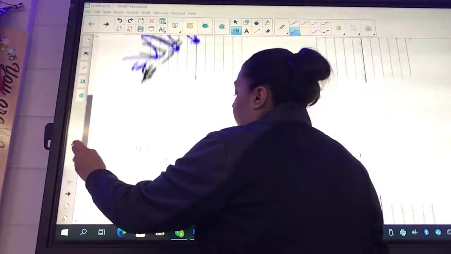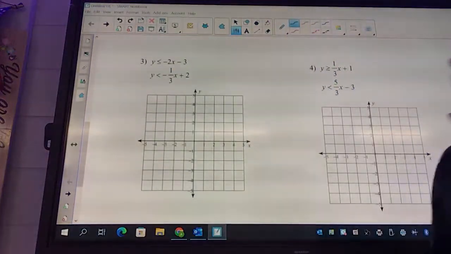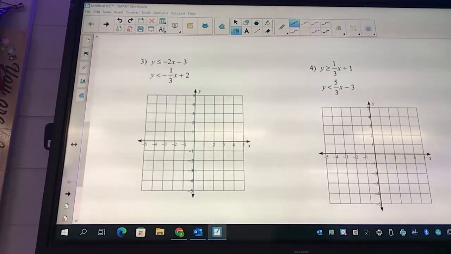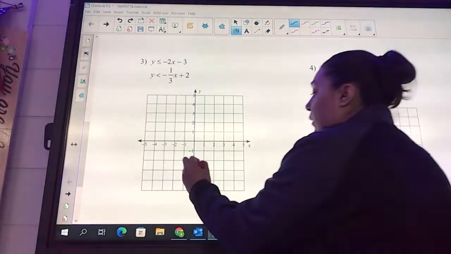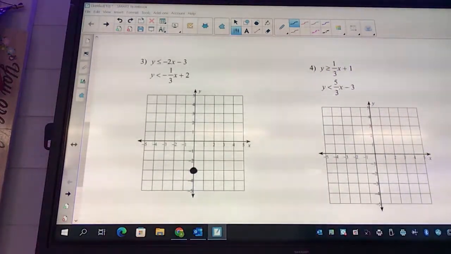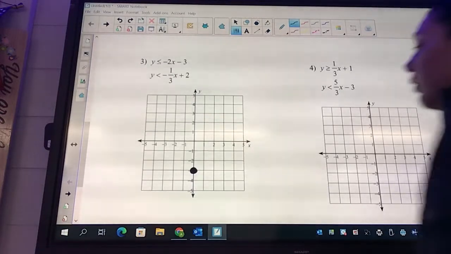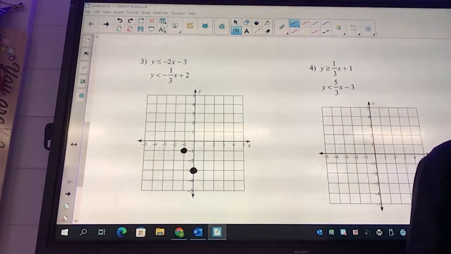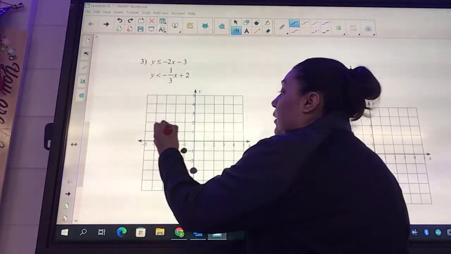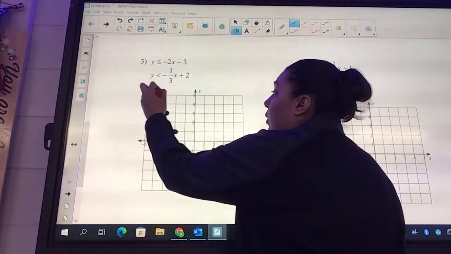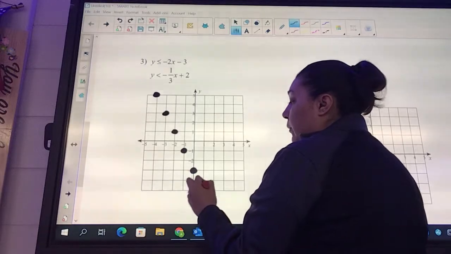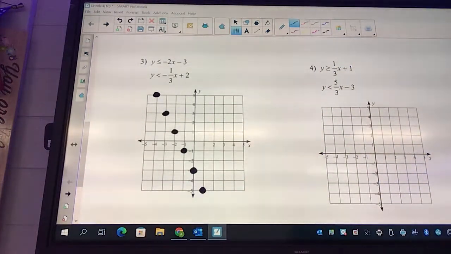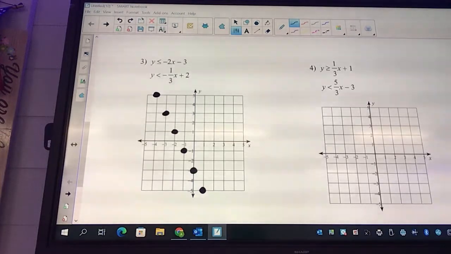Let's look at the second one. Okay, where does that first line start? Negative 3. What is the slope? Negative 2 over 1. So we're going to go up 2 over 1. And on the first line, I want you to plot as many points as you can. So keep going. Up 2 over 1, up 2 over 1, up 2 over 1. Okay, you can also go down 2 over 1. Should that be a solid line or a dotted line? It should be a solid line.